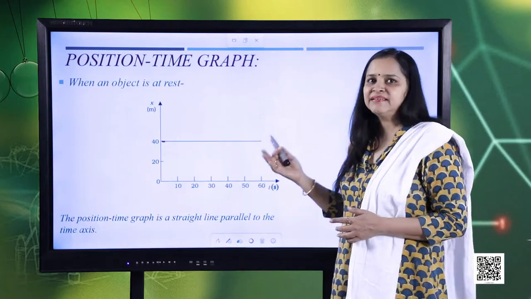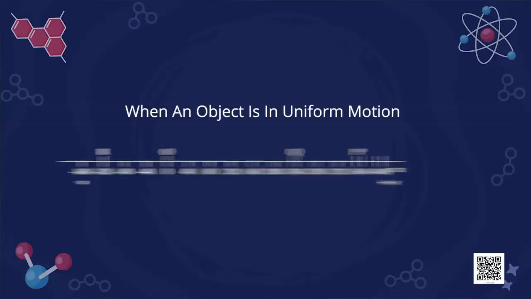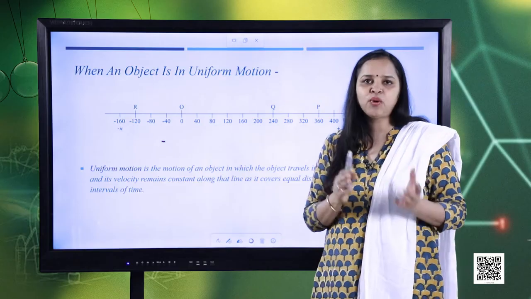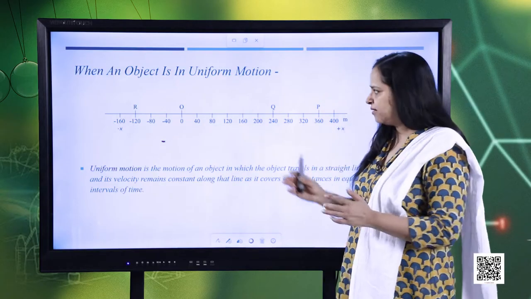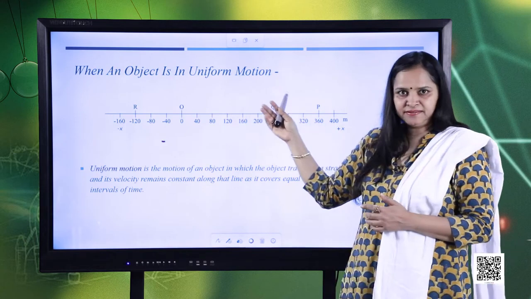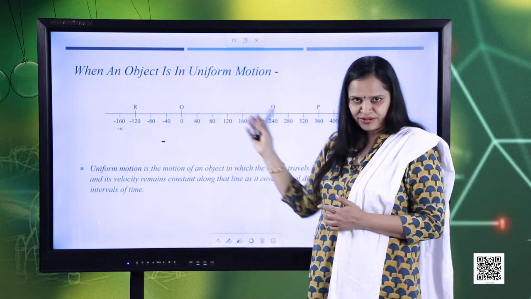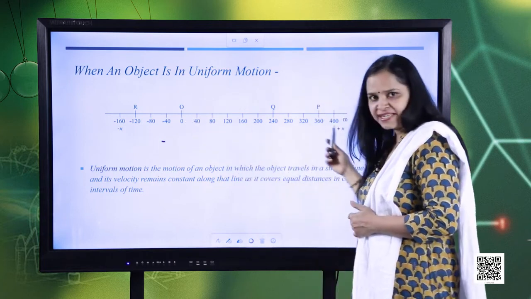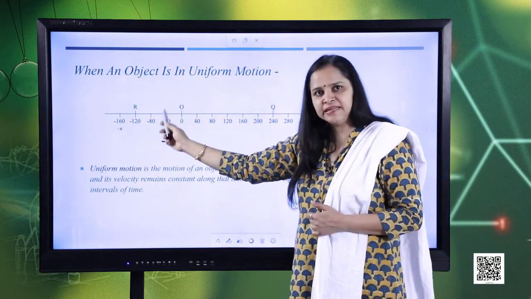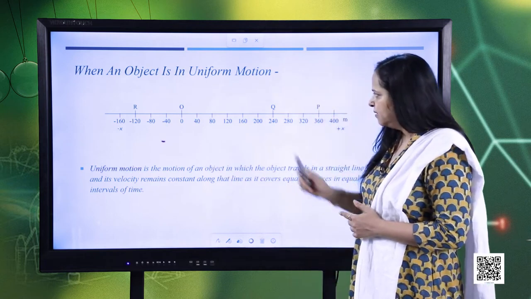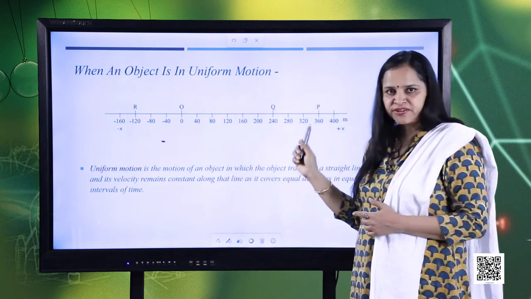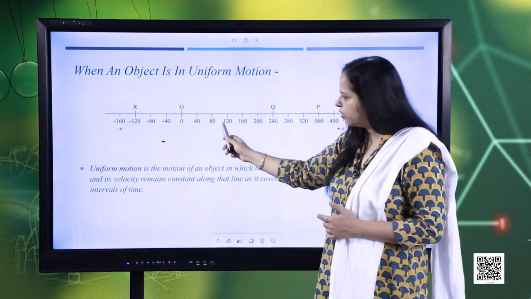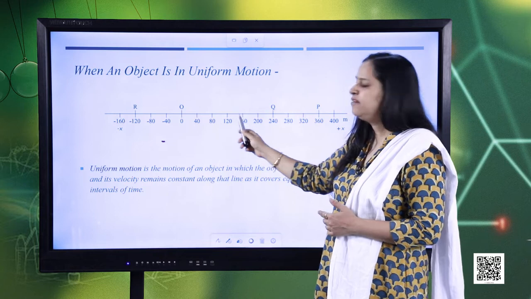Now look at another situation, when the object is in uniform motion. First of all, let us recall what uniform motion is. For this again I consider a reference frame in a straight line. Suppose this is the origin of this reference frame. This direction is positive, the other direction is negative. Now suppose an object travels this 40 meters in 1 minute, the another 40 meters also in 1 minute and so on.